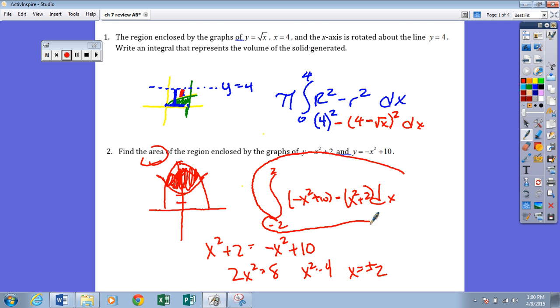Hopefully that makes sense right there. You just set them equal, solve for x, and those are your lower bounds. So there's my -2, there's my +2, and that's going to give you the entire area. It doesn't say to solve. Oh, yes, it does. Dang it. Okay, find the area of the region.